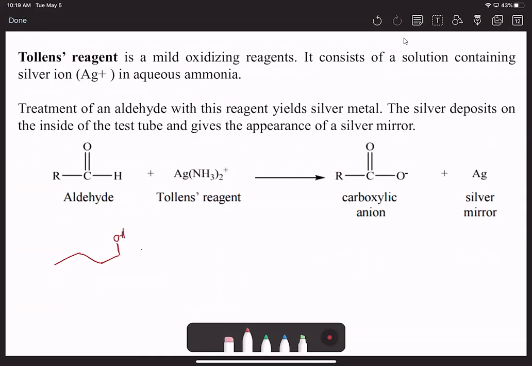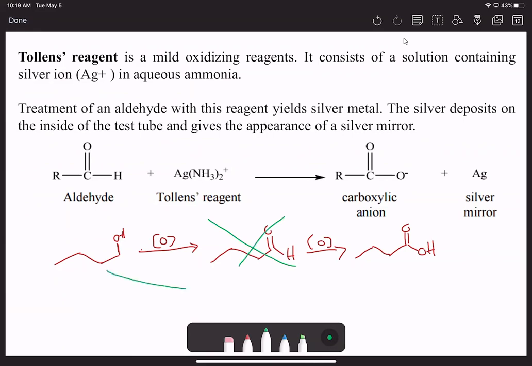Primary alcohol, the first time we oxidize it, we get aldehyde. Second time we oxidize it, we get carboxylic acid. And it's completely plausible, if we're not cautious or if we have too strong of an oxidizing agent, to blow right past this and get nothing but carboxylic acid. Right? So that is completely possible.